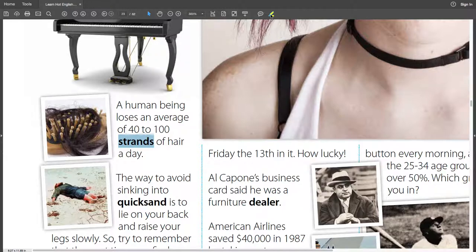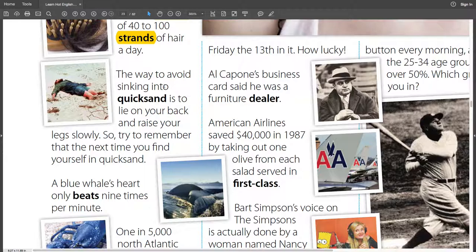这边 strands，我很喜欢这个杂志，是因为它也会把重要单词出黑体，那我们把它放荧光，这样里面也比较清楚。所以人类啊，human being，当然你可以讲说 human 也可以，可是 human being 比较正式。所以 a human being loses an average 就是平均来讲，一天会掉40到100根头发，strand 就是几根的意思。那你刚刚可能印象中 strand 也是卡住的意思，那是动词。那这边讲名词的话，就是几根几条的意思。The way to avoid sinking into quicksand is to lie on your back and raise your legs slowly. So try to remember that the next time you find yourself in quicksand.